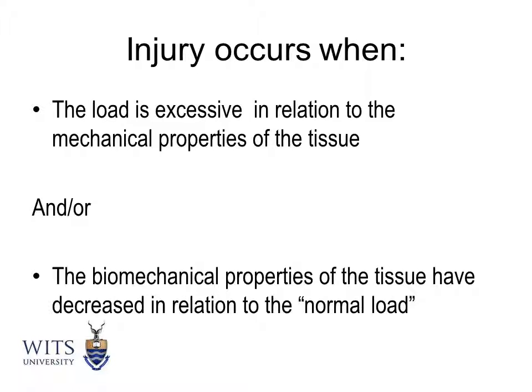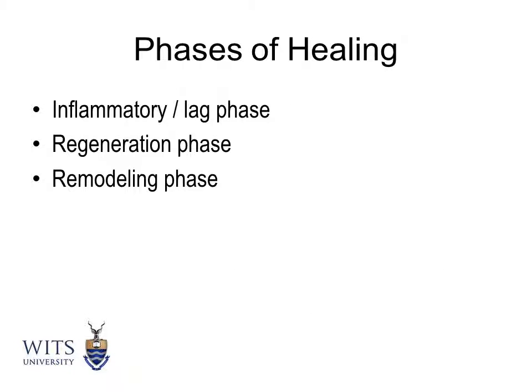The injury occurs when the load is excessive in relation to the mechanical properties of the tissue, or when the biomechanical properties of the tissue have decreased in relation to the normal load. In managing sports injuries and specifically muscle strains, we have to look at the inflammatory or lag phase, regeneration phase, and remodeling phases, the phases of healing, to judge where we are going to use which modality as part of the rehabilitation process.